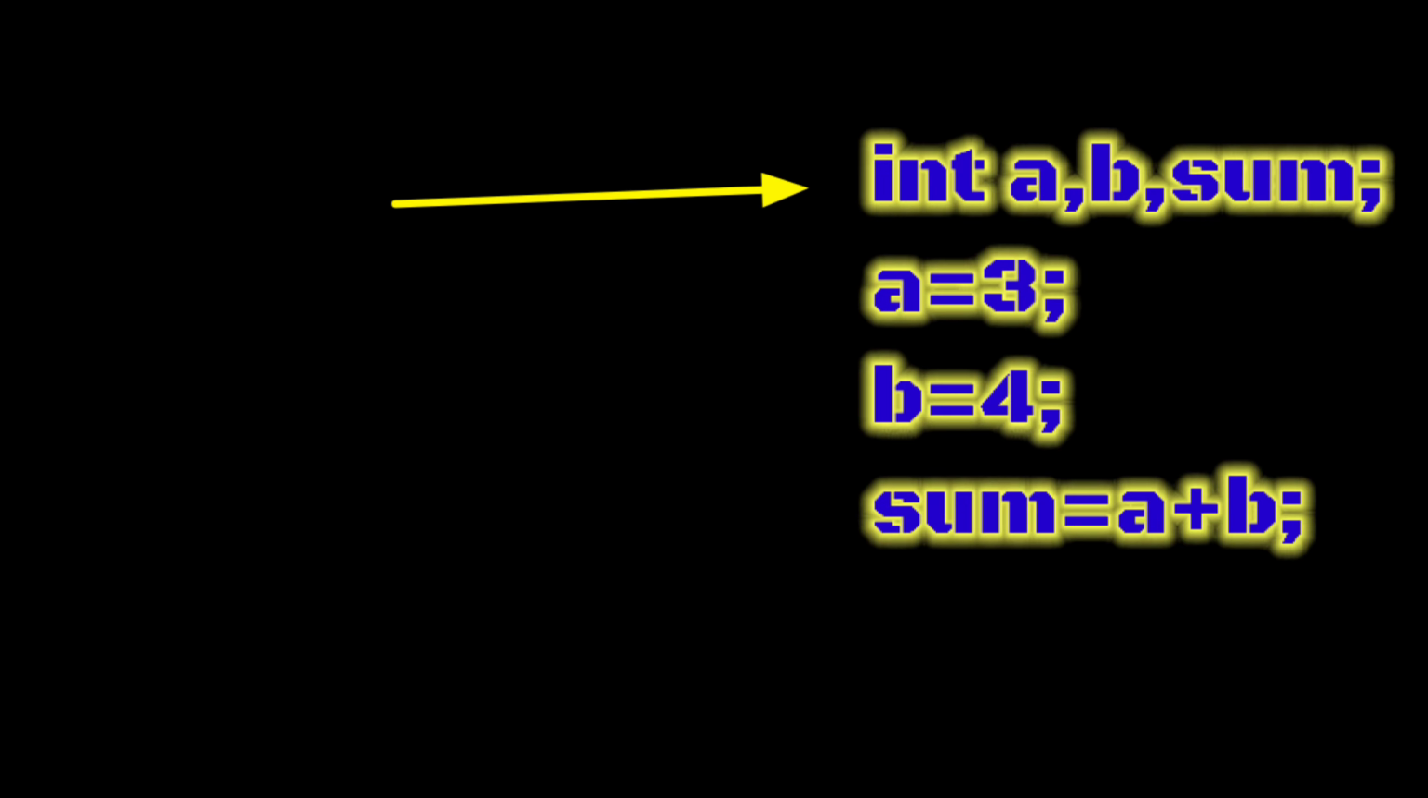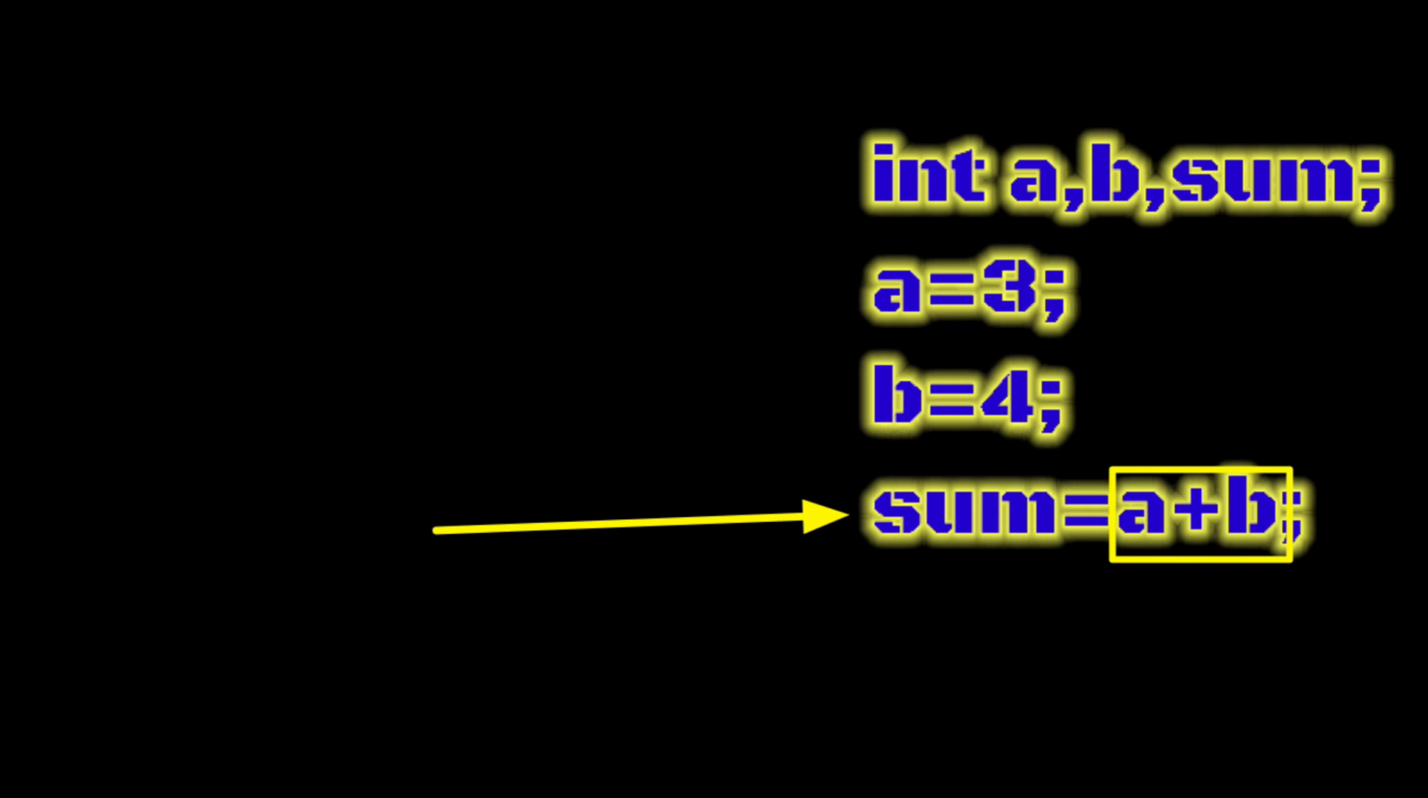So see another example. Here we have three integer type variables a, b, sum. a has the value 3, b has the value 4, and in the last expression sum is a plus b. Firstly a and b will be added, then their result will be stored in sum as 7.